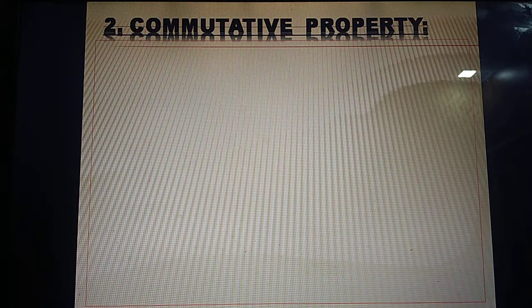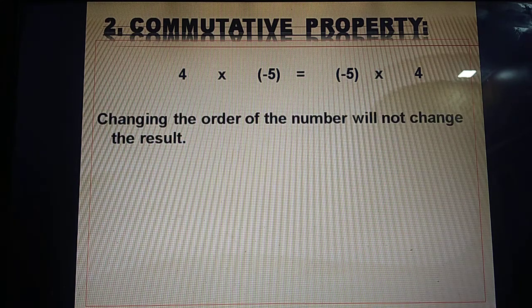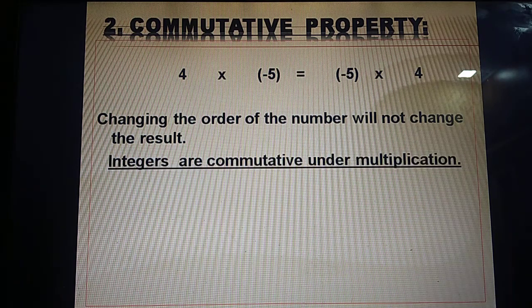Next property is the commutative property. As I already told you, in commutative you will take two integers. As we are discussing properties of multiplication here, we will multiply two integers and then just change the order. On the left hand side, it's 4 into minus 5, which will give you minus 20. And on the right hand side, it's minus 5 into 4, which will again give you minus 20. It means changing the order of the numbers will not change the result.